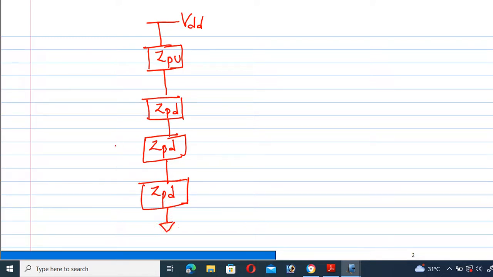If we take the output according to the voltage divider rule, the voltage drop across the corresponding resistance is given by the resistance divided by the total resistance, times the source voltage. These are all ZPD, up to n. Let it be considered 1, 2, 3, so the total impedance is equal to n into ZPD. From the voltage divider rule, the supply voltage VDD is multiplied by the corresponding resistance, n into ZPD.